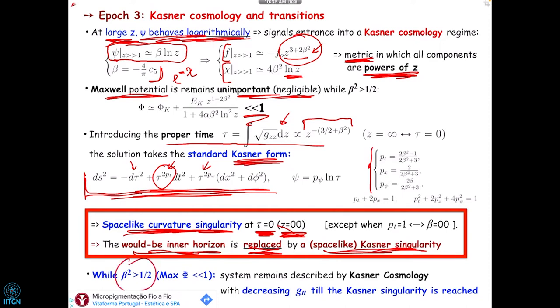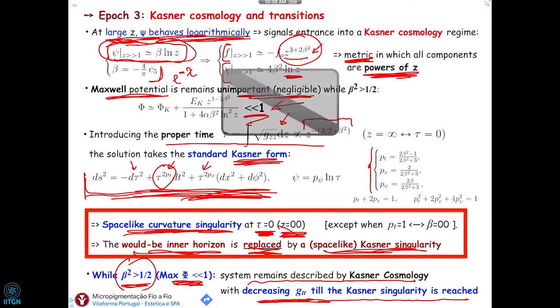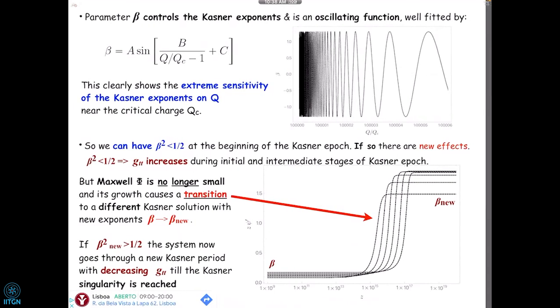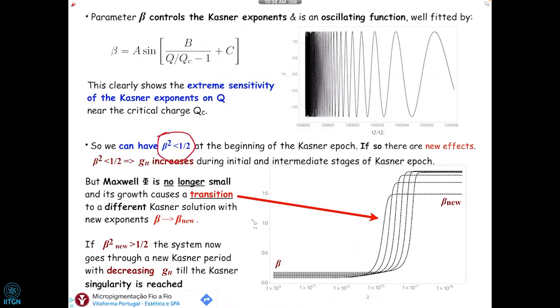Now, if beta squared, which is the beta that appears in the logarithmic behavior of the scalar field, is bigger than 1/2, which means that the Maxwell field is very small from here, the system will remain described by this Kasner cosmology. And in this process, this Kasner solution describes a GTT that is always decreasing as we approach the final Kasner singularity. Now, what happens is that sometimes beta squared might not be bigger than 1/2. Actually, it can become smaller than 1/2. If it becomes smaller than 1/2, then there are new effects. Namely, when beta squared is smaller than 1/2, this means that GTT, instead of going to zero, starts increasing.